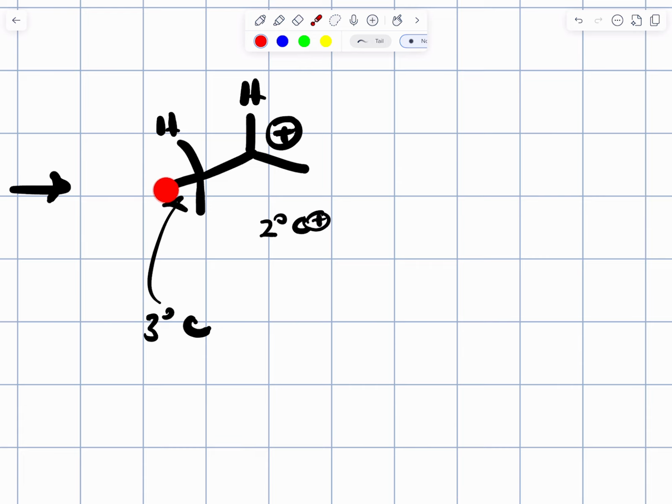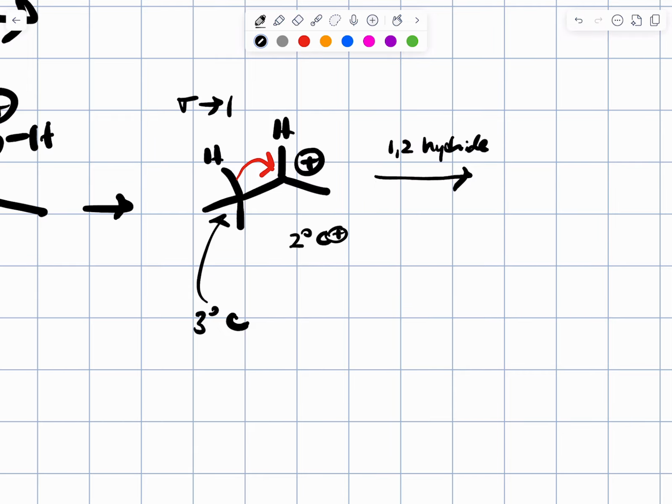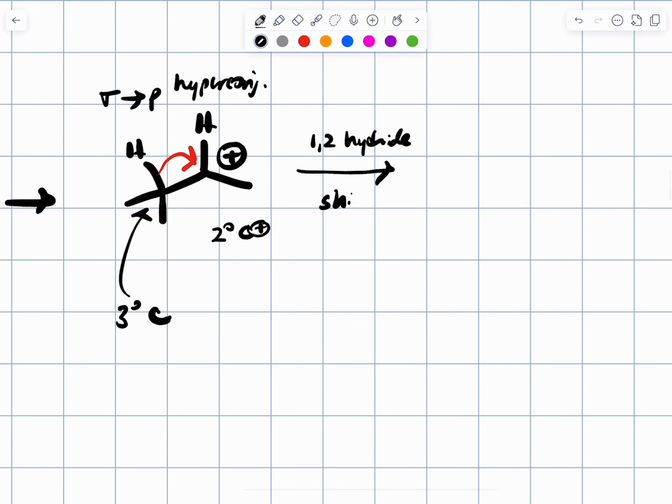If I moved a methyl group, that would put the positive charge over here and it would still be a secondary carbocation. So the right thing to do is to move the hydrogen with its electrons. That's called a 1,2 hydride shift. It again happens because of sigma to p hyperconjugation between that CH bond and the empty p orbital that's on the positively charged carbon. The 1,2 hydride shift literally involves the hydrogen leaning over and then becoming attached to the other carbon, and then the positive charge is here on the tertiary carbon.